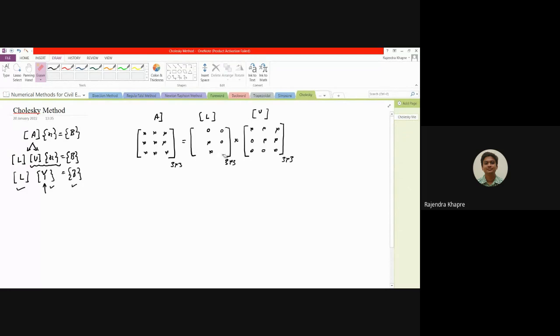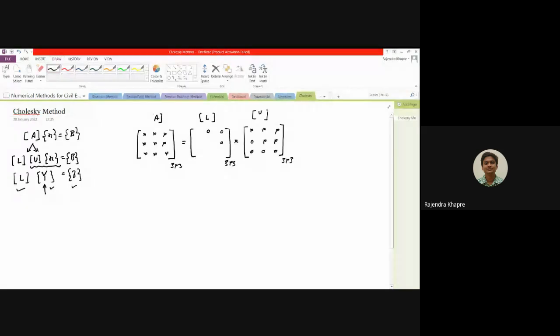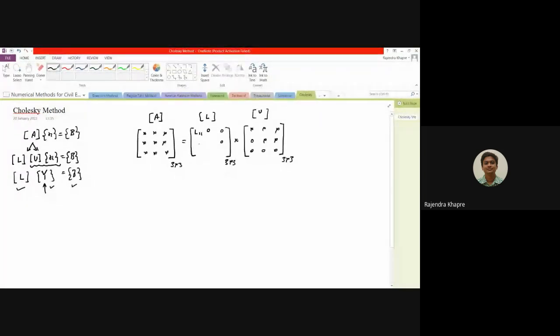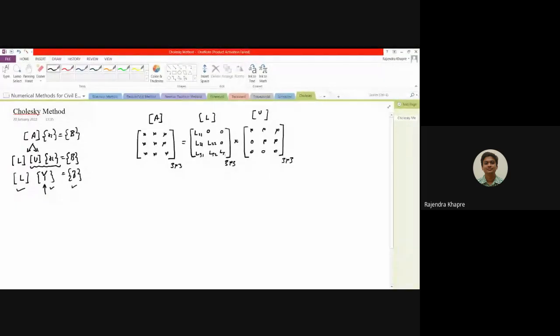Okay, so let me erase this. Since this is a lower triangular matrix, I am going to write down here: this is L first row first column, L second row first column, L second row second column, L third row first column, L third row second column, and L third row third column.